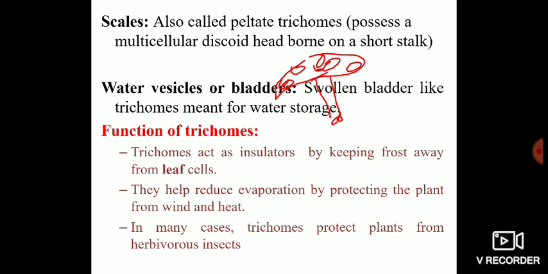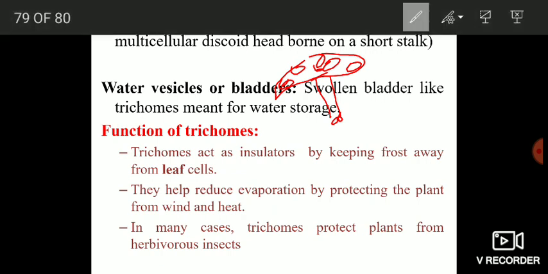Another type of trichome is water vesicles or bladders. These are swollen bladder-like trichomes which are meant for storage of water.